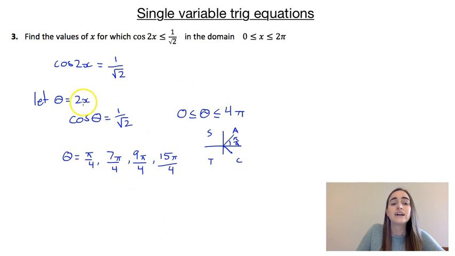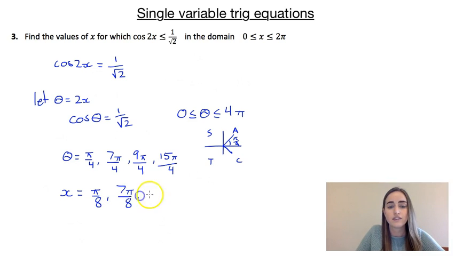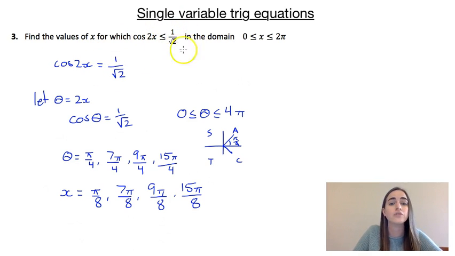Okay, but that's theta, and we know that theta is 2x. So if we want to find x, we're going to have to divide each of these by 2. So we're going to have x equals pi on 8, 7 pi on 8, 9 pi on 8, and 15 pi on 8. All right, so that solved this equation, but we want to know when cos 2x is less than or equal to 1 on root 2, not just equal to it. So to do that, we're going to have to draw a sketch of cos 2x to help us.